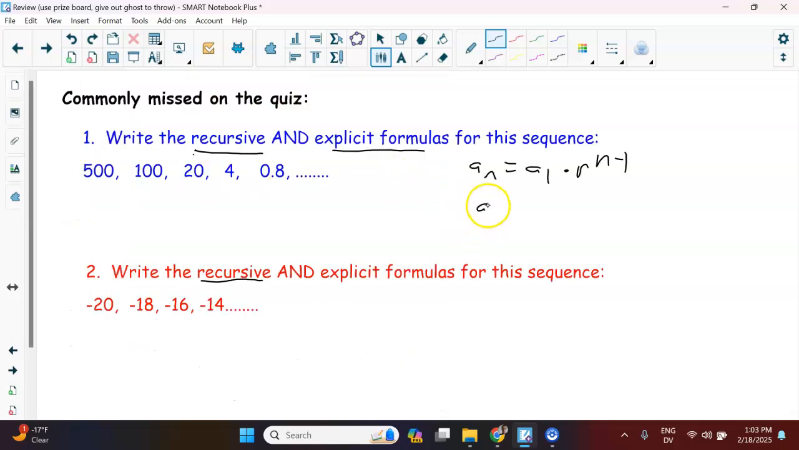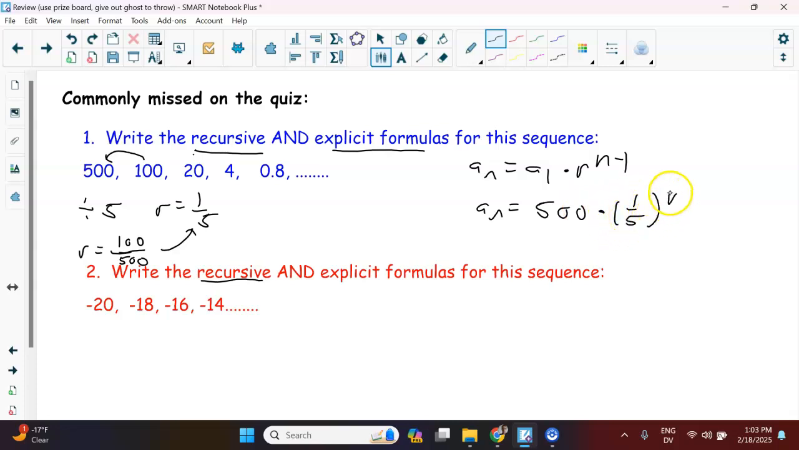Okay, so all we've got to do here is say what a1 is, which is just 500. And then r is the number we're multiplying by. So technically we're dividing by 5, but the r here is 1/5. And if you struggle with r, you can take the second term and divide it by the first term. So 100 divided by 500, and that'll get you r.